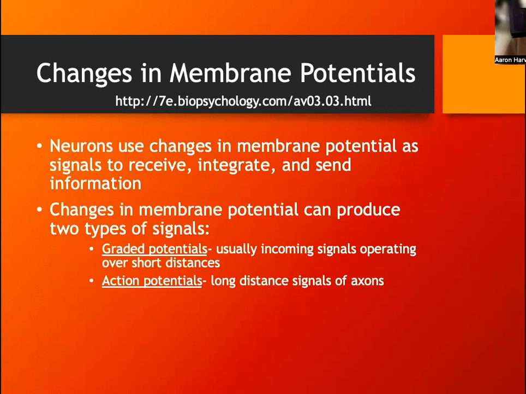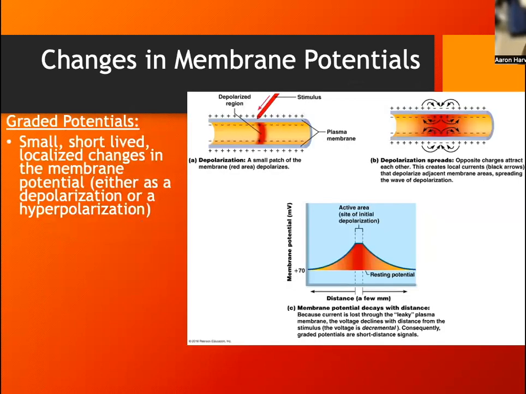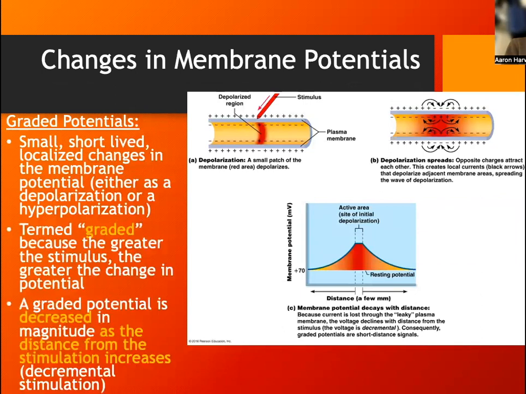So the graded potentials, again, are localized. They are occurring at cell bodies or dendrites, and the action potentials occur at axons and are conducted over longer distances. These graded potentials are small, short-lived, localized changes in membrane potential, either as depolarization or hyperpolarization. They are termed graded because the greater the stimulus, the greater the change in the potential. The graded potential is decreased in magnitude as the distance of stimulation increases.